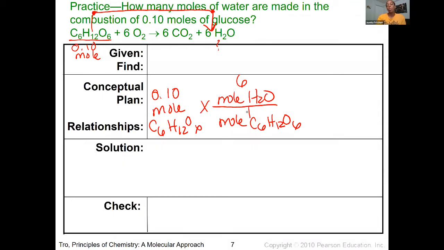And we see we're at our desired units, so we'd stop there, a one-step problem. When you plug this in your calculator, 0.1 times 6, you would end up getting 0.60 moles of H2O as your final answer.